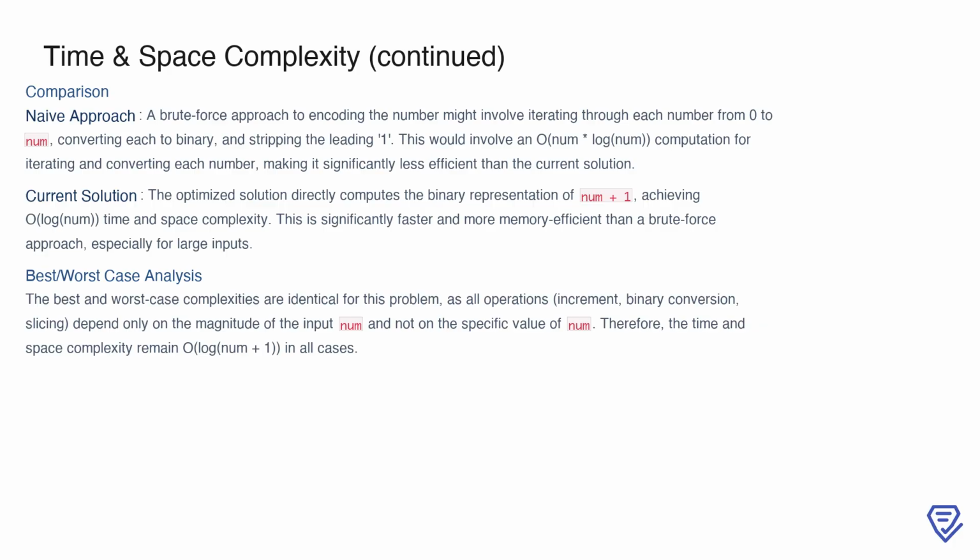A brute force method might involve iterating through every number from 0 to number, converting each to its binary representation, and stripping the leading one. This would lead to a time complexity of O(number * log number), because you would process each number individually, making it significantly slower for large inputs.